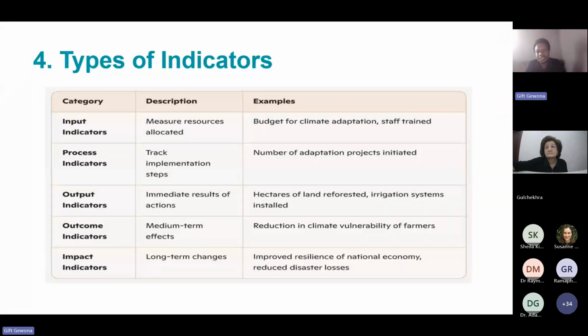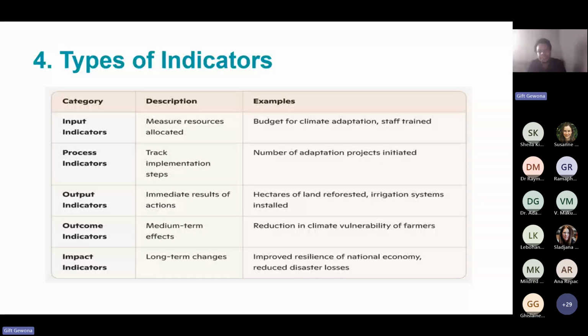Then impact level indicators are these long-term changes, for example improved resilience of the national economy and reduced disasters and losses. So those are the types of indicators that countries and stakeholders can look at to see at what level their contribution is. But at the end of the day, we are looking at impact indicators: reducing the overall impact of climate change and extreme climate patterns on the community.